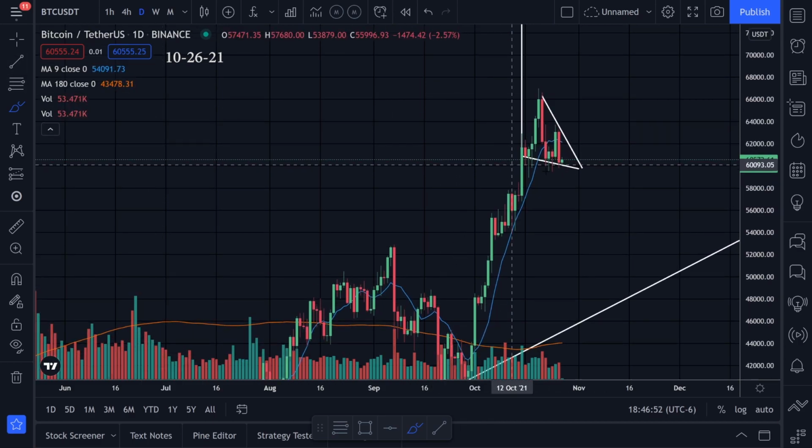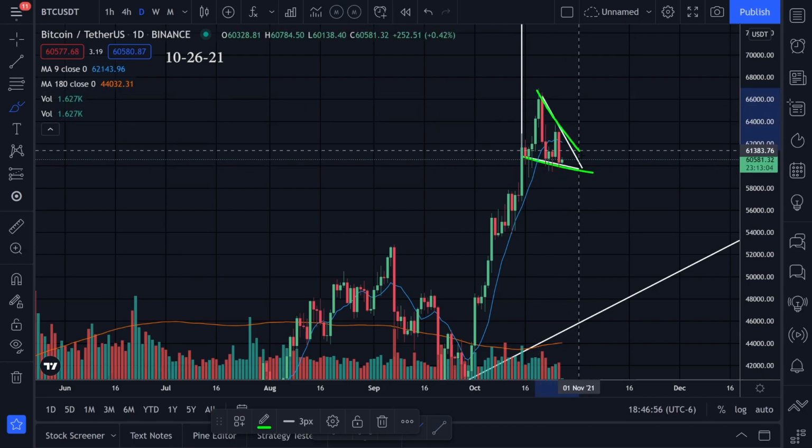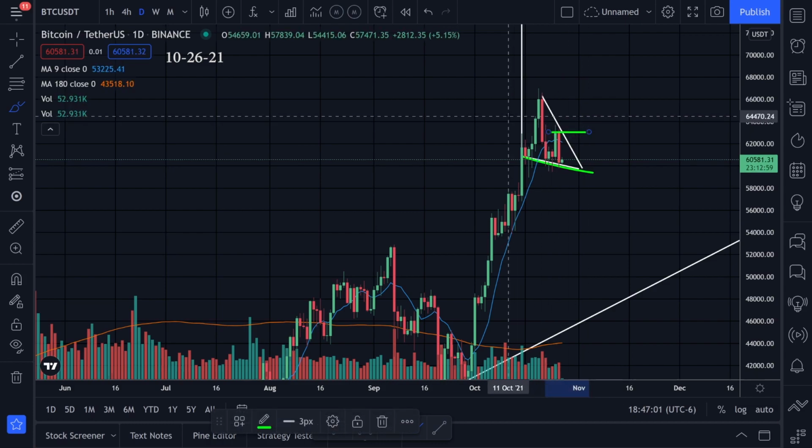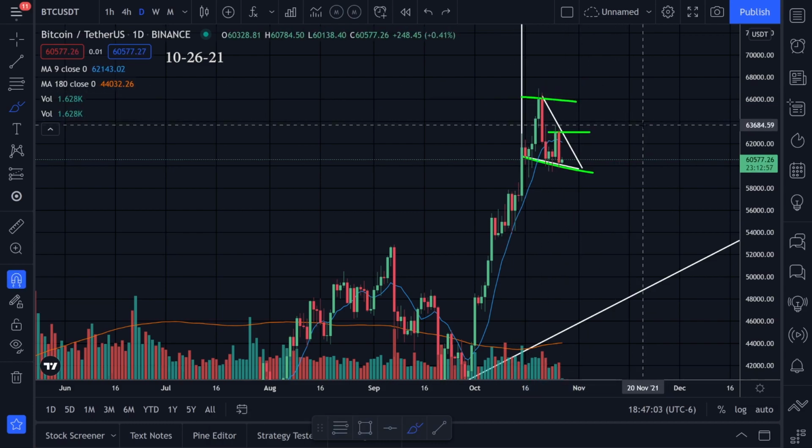We're under the daily 9 moving average right now. So like I said, we want to watch this support line and this resistance line. If we break up, then that might be a signal. I would still be watching this level, and this level, like I was talking about earlier.